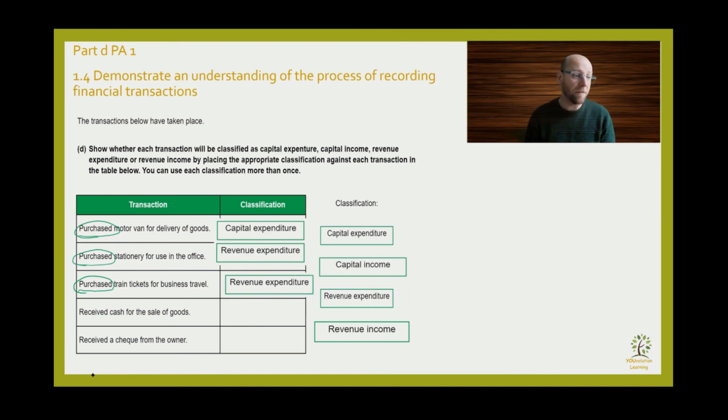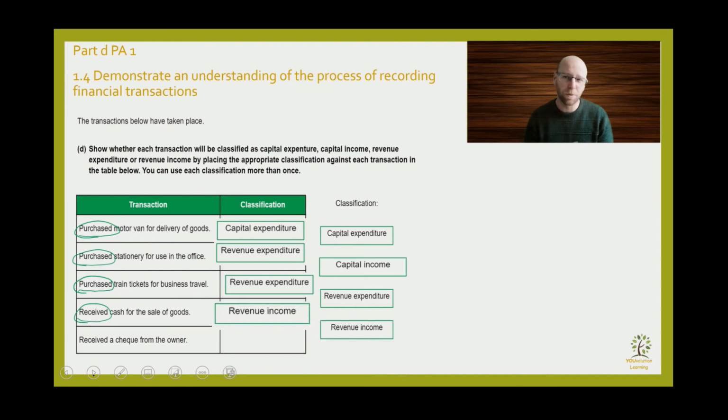Next one says received cash for the sales of goods. It tells us that we've received it, so that's income that's coming into us. And it's going to be the cash for sales of goods. And again, sales of goods are going to be happening maybe every day. So that's definitely going to be a regular day-to-day transaction. So that's definitely going to be revenue income. Again, it tells us we received it.